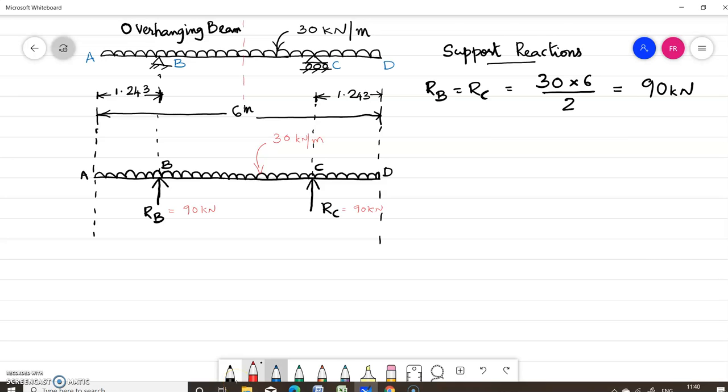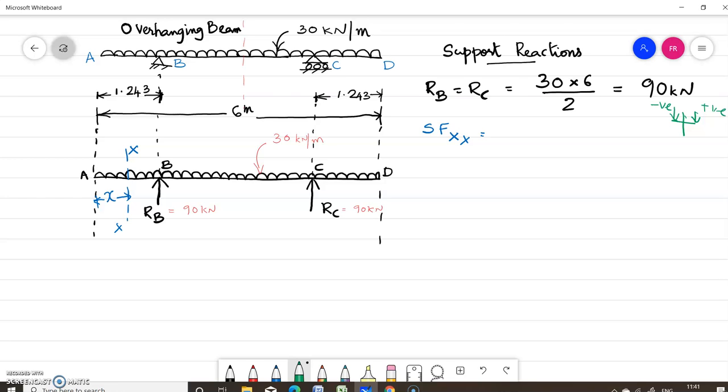Now we have to draw the shear force diagram. In order to draw the shear force, let us take a section line at a distance small x from the left point A. Now what is the shear force at this section? Shear force at x is equal to the unbalanced vertical force to the left of the section. So what is the unbalanced vertical force? Our sign convention is right downwards is positive, so left downwards is negative.